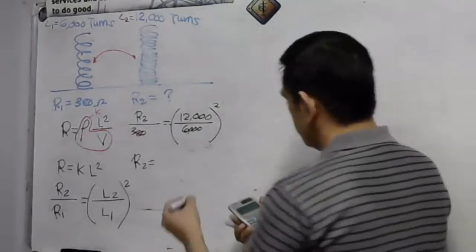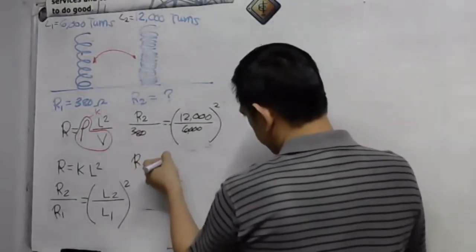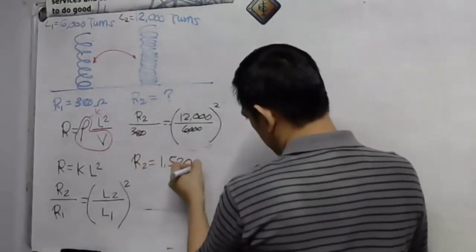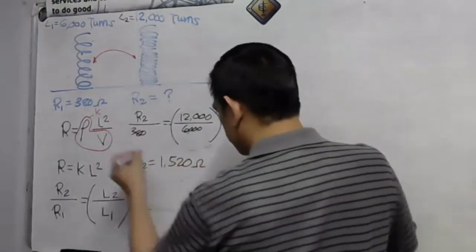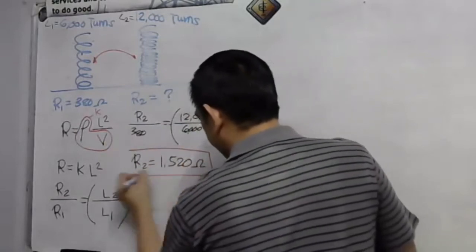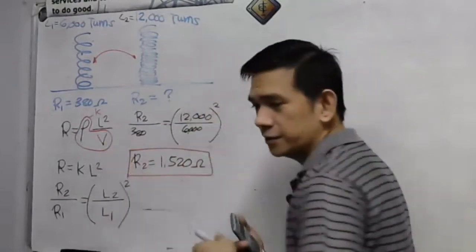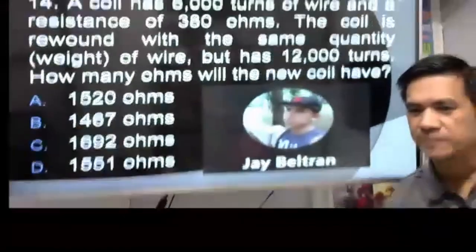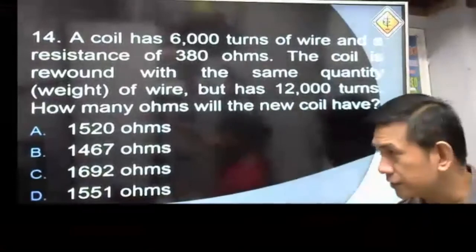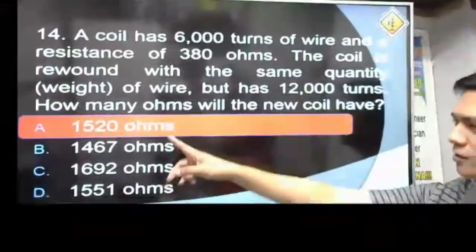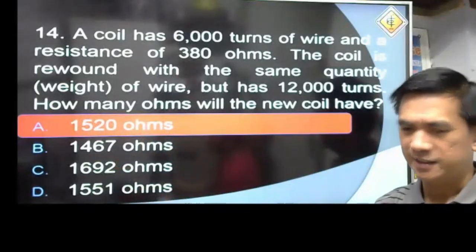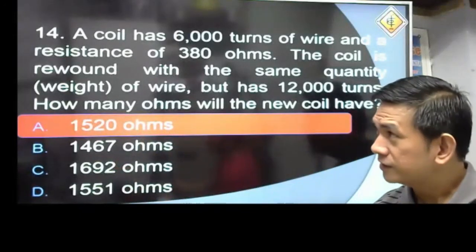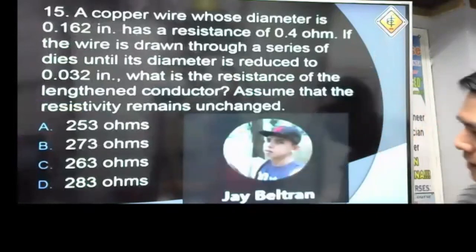That is 1,520 ohms. So this is my answer to Mr. J. Beltran. So the answer would be, let's take a look here, 1520 is letter A. There you are. Okay? Letter A. Then there is another question, again from Mr. J. Beltran.